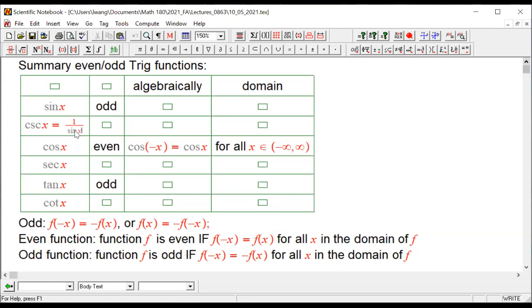All right, whatever makes sine equal 0, you can use whatever. We have gone through that. So that's the domain. Because of this property, for cosecant x, what will happen with cosecant of negative x? It's going to be equal to what? 1 over sine of negative x, right?